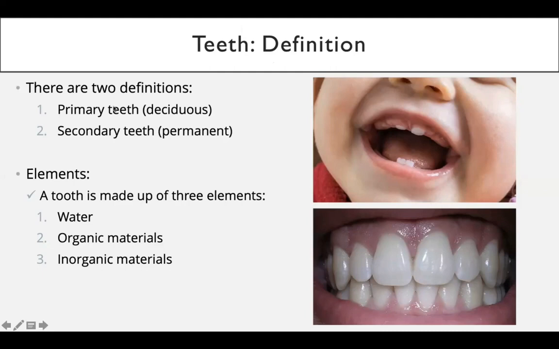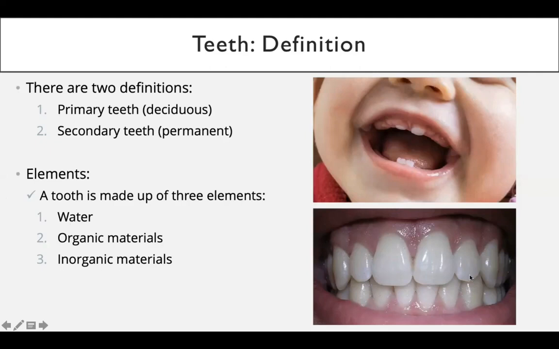So there are two definitions. This is easy. Primary teeth, deciduous, and secondary teeth, permanent. So these are baby teeth, milk teeth, deciduous teeth, primary teeth, and these are the permanent ones. If you lose them, you still smile, they will grow back. If you lose the permanent ones, no smile, they will not come back. Because they are permanent, and once they are gone, ta-ta. So what are the elements of the tooth? A tooth is made up of 3 elements.